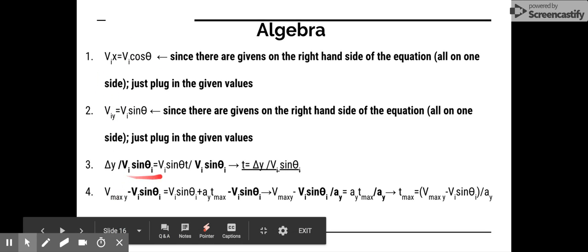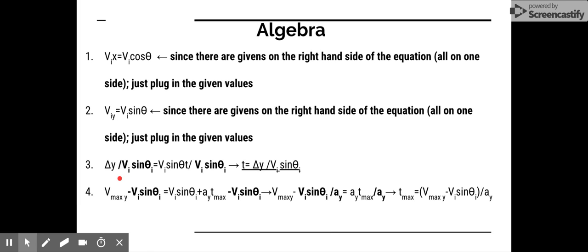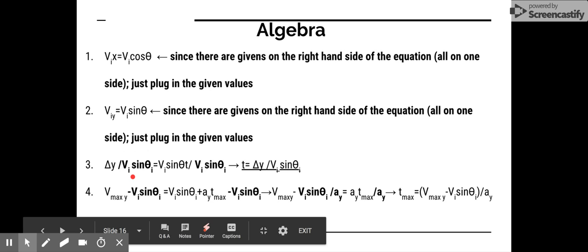And then for 3, what I did was that delta y equals v initial sine theta times time was the original equation, but to get time by itself, I divided by velocity initial and sine theta on both sides to get time equals delta y over velocity initial times sine theta. And the bolded numbers or equations are the ones that I'm working with.